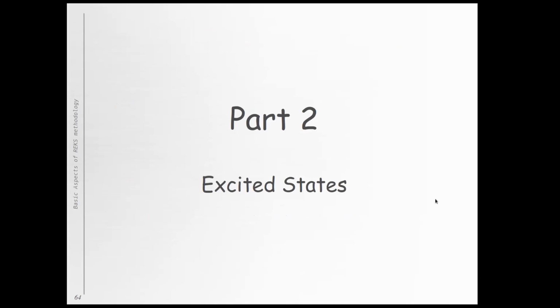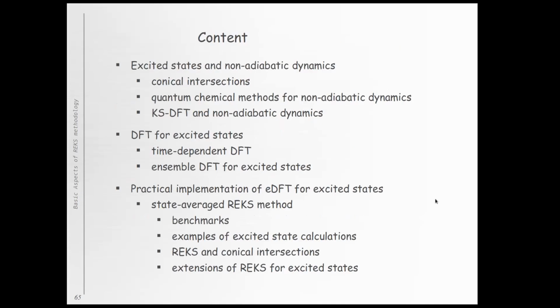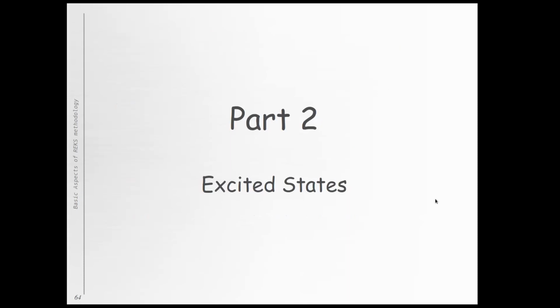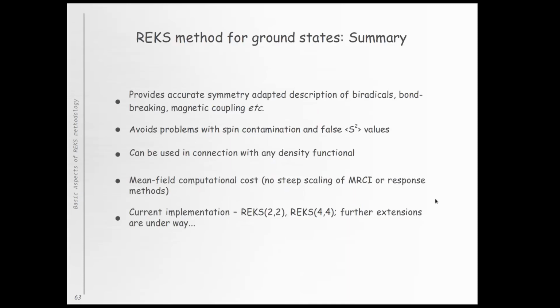Can I ask one question? Yes, sure. What do you think is the practical limit of the maximum size of the active space for REKS? Because I guess if the CAS space is larger and larger, then the number of configurations increases exponentially.